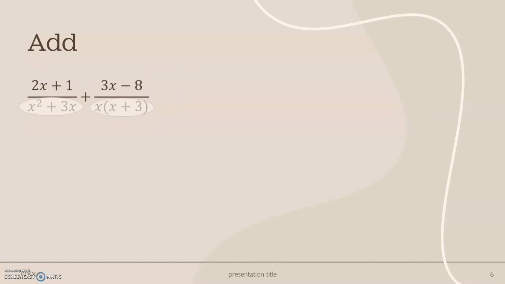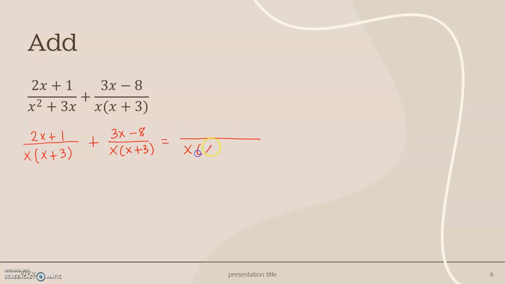This one, when we look at the denominators, we might think at first that they're different, but actually that first denominator is factorable, and we can factor it so that it looks like the other one. So we could write this as 2x plus 1 over, if I factor a GCF of x out, x times x plus 3, and x minus 8 over x times x plus 3. Those are common denominators, which means that our answer will have that same denominator, and we just need to add like terms. So we have 2x plus 3x, which is 5x, and 1 plus negative 8, which is negative 7.